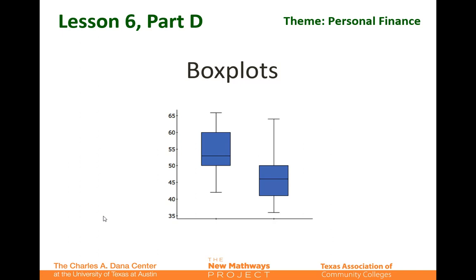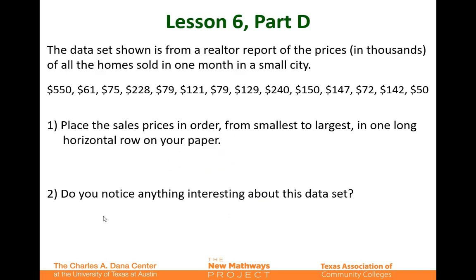All right, let's move on to box plots. They used to call these box and whisker plots when I was a kid, and I think some textbooks probably still do. The data set shown is from a realtor report of the prices in thousands of all the homes sold in 1 month in a small city. It says place the sales prices in order from smallest to largest in one long horizontal row on your paper. Do you notice anything interesting?